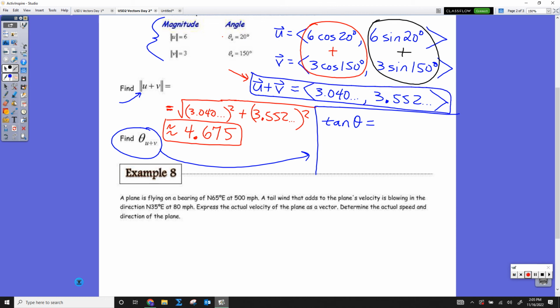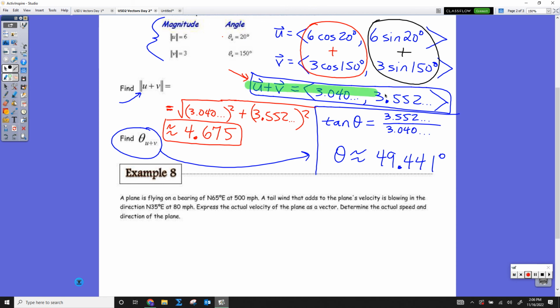Okay, so remember it's always the b over the a. So our vertical movement, 3.552 dot dot dot divided by 3.040 dot dot dot. And make sure you're going back up, selecting those values in your calculator. We're not going to do any rounding to the very end, just like we did with everything else thus far in the class. So you should get something like, in degrees, 49.441 degrees.